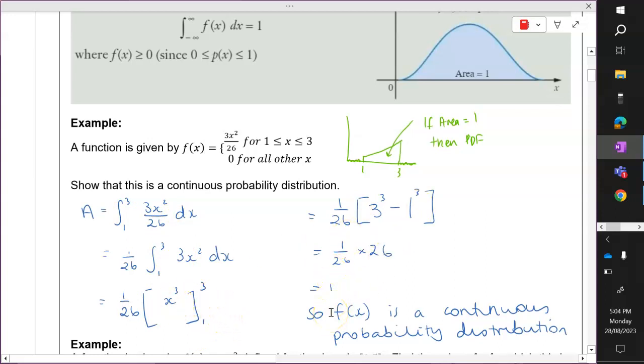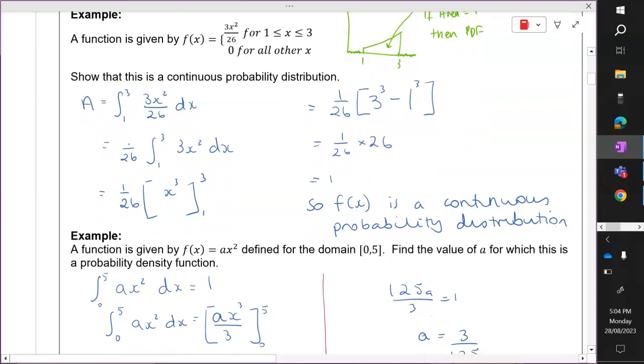You can pause the video and check that that's the case. Because it does equal 1 in that domain of values, then we say that yes, this is a continuous probability distribution. If it wasn't equal to 1, then it wouldn't be. And that's a great way to test it.